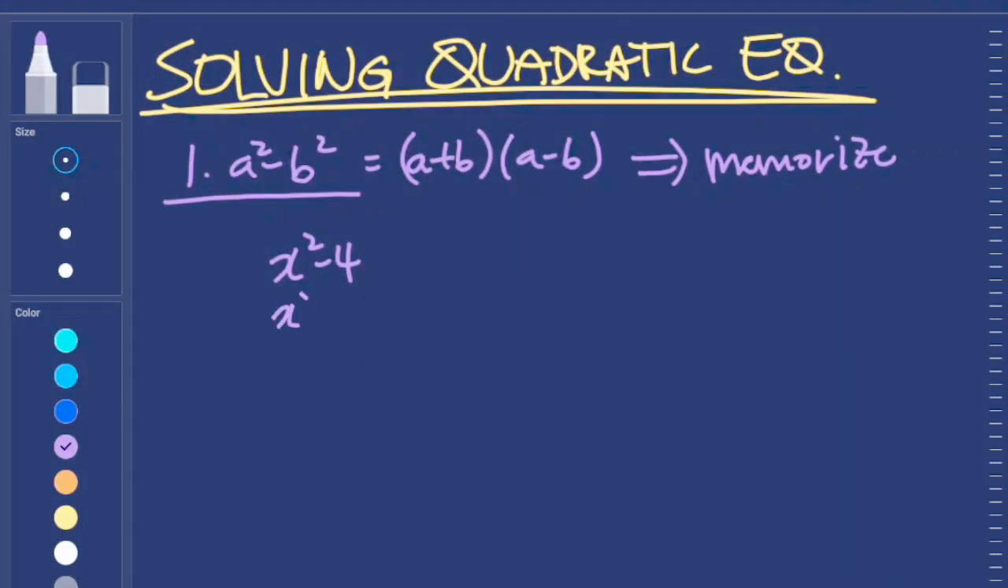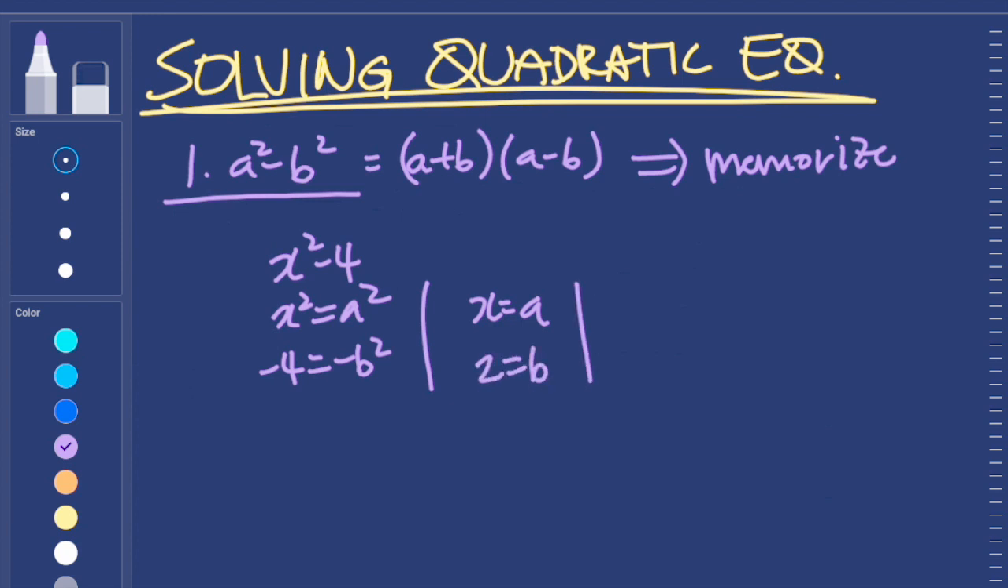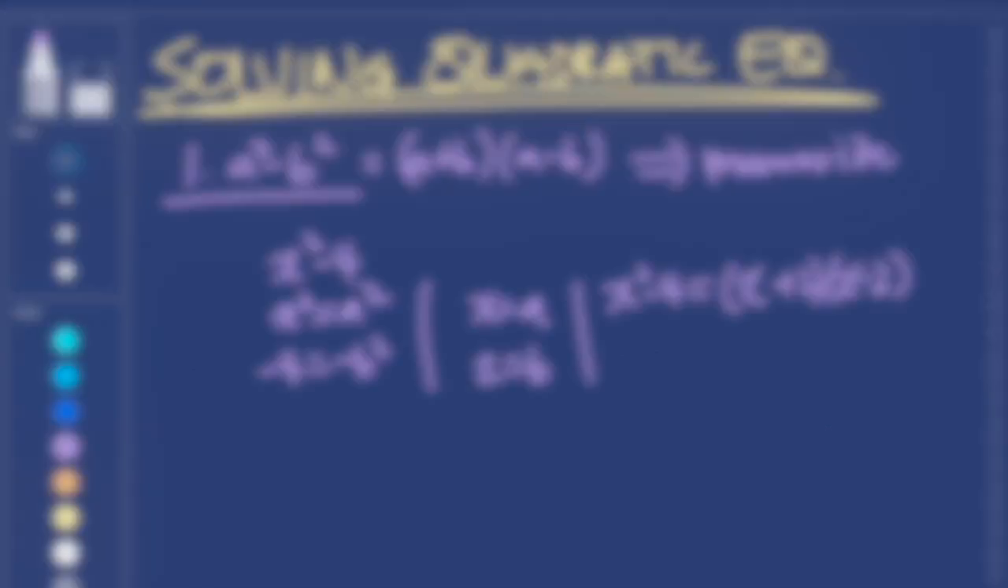To solve an example problem, x squared minus 4, you can put it into standard form by putting 1 in front of x squared and 0 in front of x, and then writing negative 4. When you make this into the form of a squared minus b squared, a squared becomes x squared and b squared becomes 4. So a becomes x and b becomes 2.